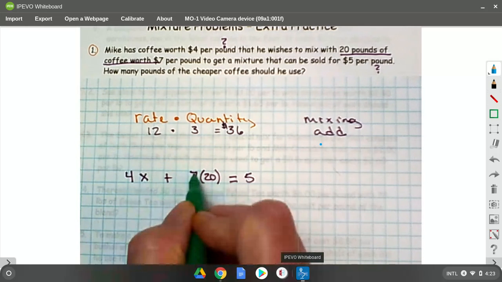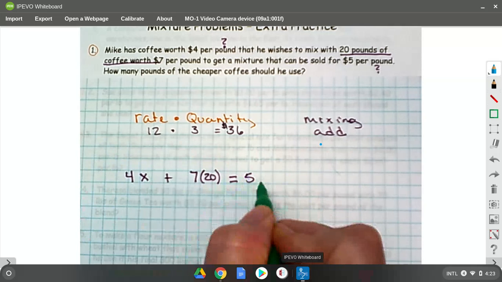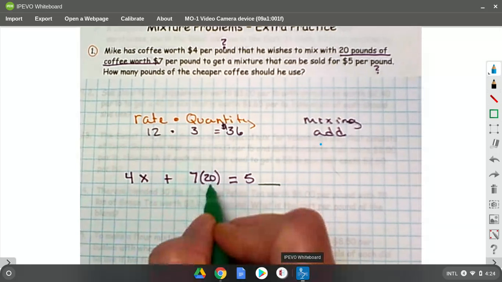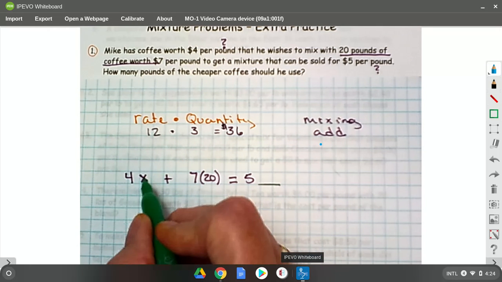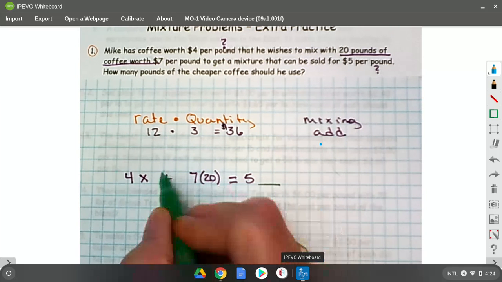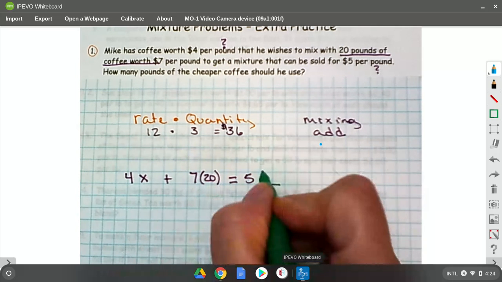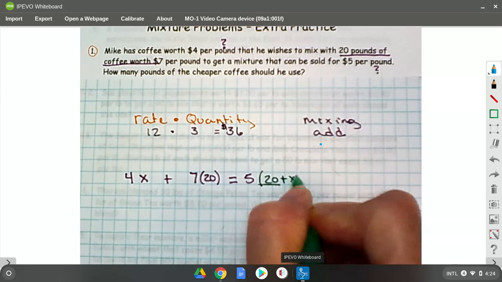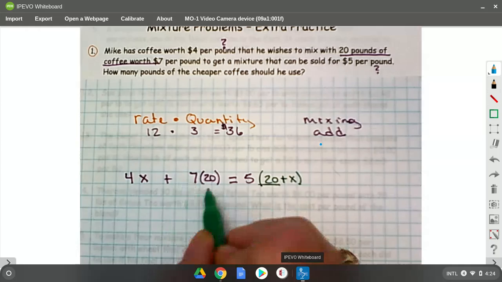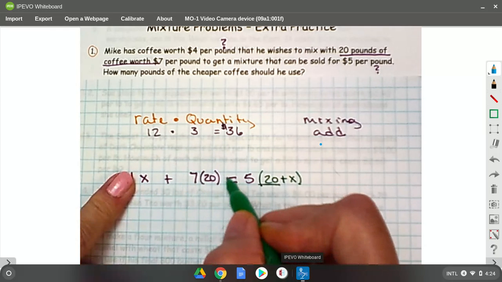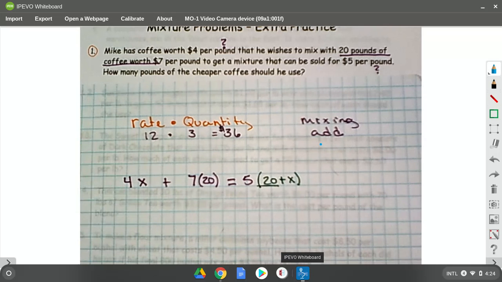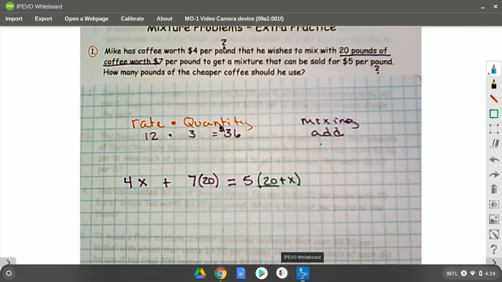This is my dollars, this is my dollars, this is my dollars. How many pounds are going to end up here? Well, I'm going to add 20 pounds and X pounds. So how much do I get if I'm going to do 20 and X? Well, that's 20 plus X, right? I don't know how much, but I do know that I'm going to do 20 of this and X of this, so that gives me 20 plus X. All right, and that's all you need to get set up and going. Now you've got your equation written.